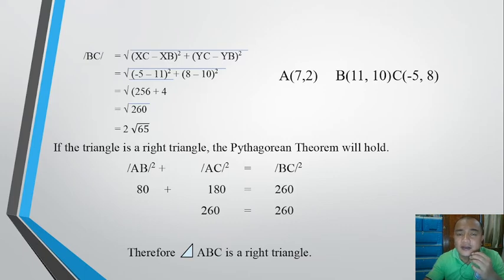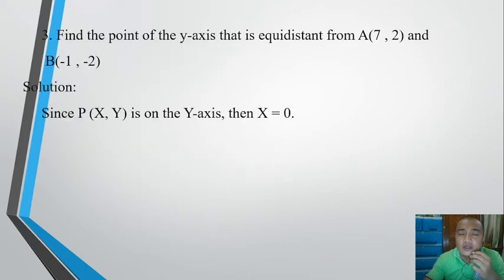Okay, so that's all. Let's proceed to number 3. Another word problem on distance formula. Find the point on the y-axis that is equidistant.